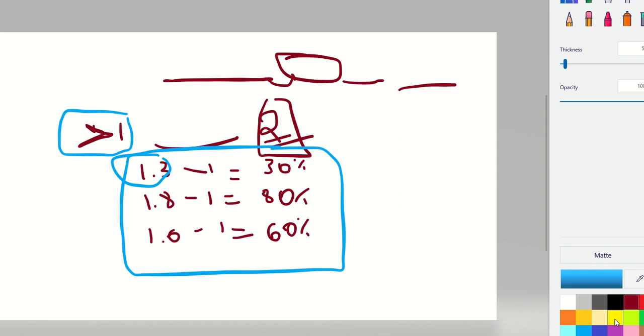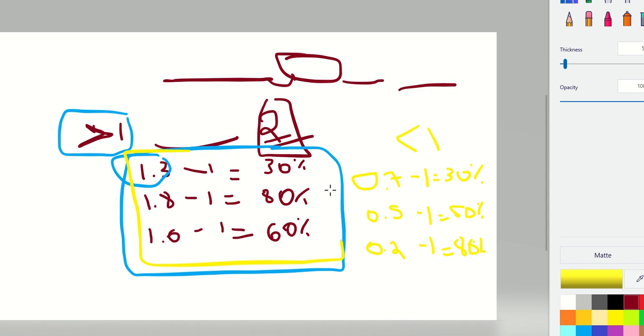If your relative risk is less than 1, okay, so maybe your relative risk is 0.7, maybe it's 0.5, maybe it's 0.2. Again we do 1 minus each of them and we turn them into a percentage. So this becomes 30%, this becomes 50%, and this becomes 80%. Okay, so same thing as we did over here, but you're not going to say greater, you're going to say lower. So you're going to say the risk in the exposed is 30% lower than the non-exposed. Okay? And so that's an easy way to do the interpretation for the relative risk.